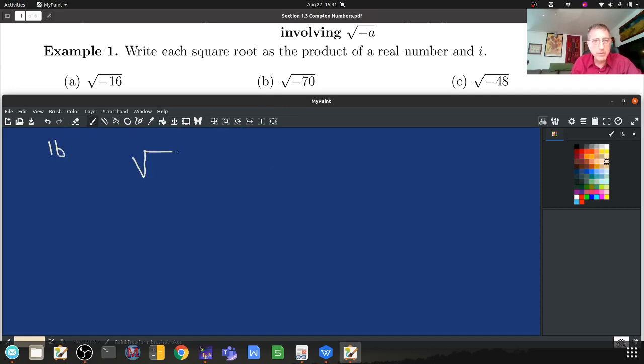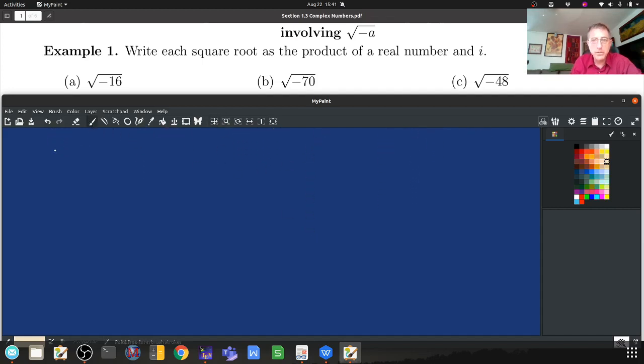So let's do the square root of minus 70. Well, again, by the rule, that's I times the square root of 70. Can I simplify the square root of 70? Well, let's try it. 70 is equal to 10 times 7, and 10 is equal to 2 times 5. So 70 is equal to 2 times 5 times 7. None of these are squared, so this can't be further simplified. We're done. It's just I times the square root of 70.